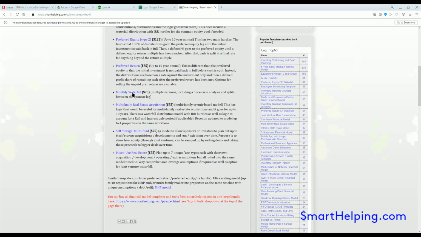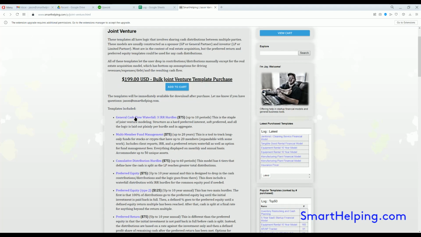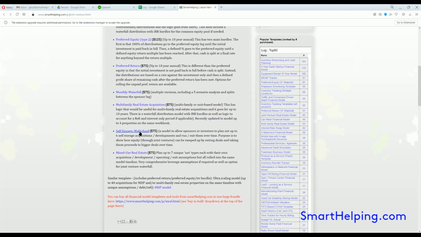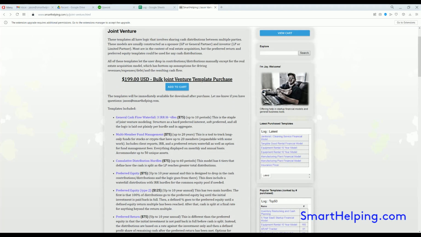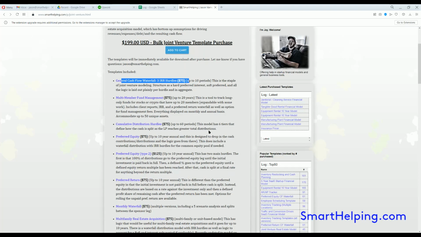Monthly waterfall. So this is a bit like the general waterfall here, except it's on a monthly basis with a lot more periods. Also, it has a 5 scenario analysis, so you can test 5 different waterfall layouts and look at the final cash flows of each of those. Then we got multifamily acquisition. So this is my most used real estate spreadsheet. It's for multifamily up to 4 properties, and it has this hurdle connected to it. This style of a joint venture waterfall hurdles.